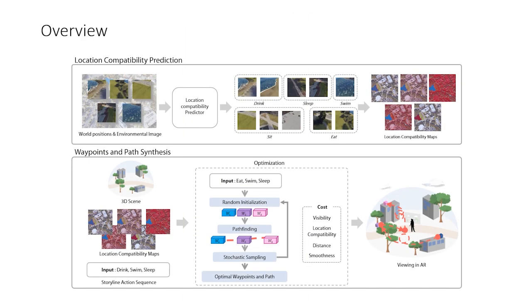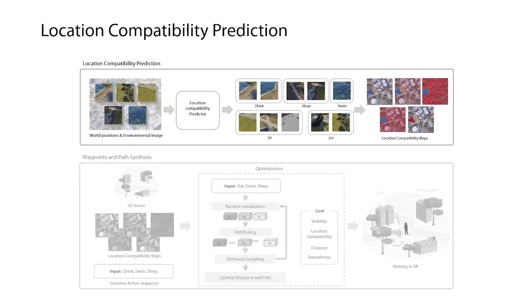Our approach involves two main steps: location compatibility prediction and waypoints and path synthesis. First, the location compatibility prediction model determines suitable locations for character storyline actions in the 3D scene. Our learning-based prediction model takes location images as input, then predicts the probabilities of compatibility between specific locations and a range of storyline actions, such as drink, eat, sit, sleep, and swim.